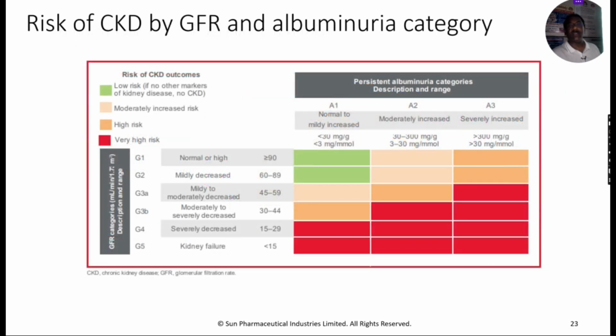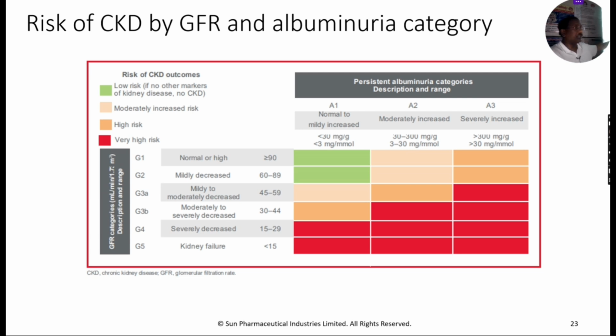So this is a very important slide, it shows you A1, A2 and A3. A1 is normal to mildly increased albuminuria, A2 is moderately increased albuminuria, and A3 is severely increased albuminuria. Here G is your glomerular filtration rate, of 5 grades. 3 is divided into 3A and 3B. 30 to 60 GFR is the 3: 45 to 60 is 3A and 30 to 45 is 3B. Then 15 to 30 is 4 and less than 15 is 5. 1 is more than 90, 2 is 60 to 90.